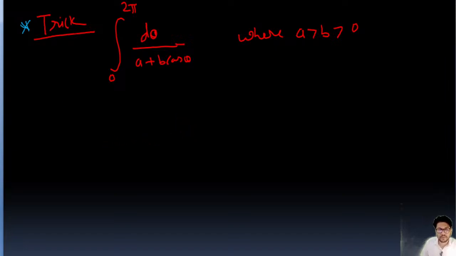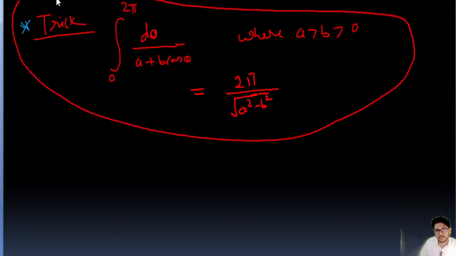If the integral is in this form, then its solution is going to be 2 pi upon root a square minus b square. Okay, this is the solution. Now I'll give an example.